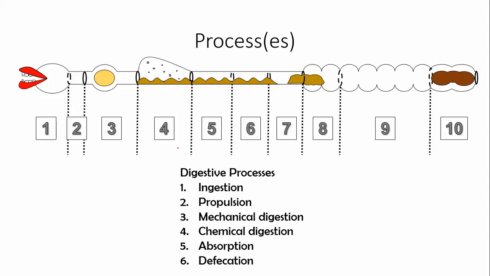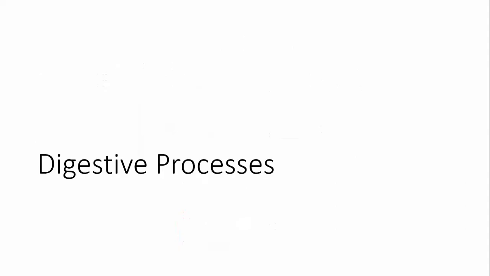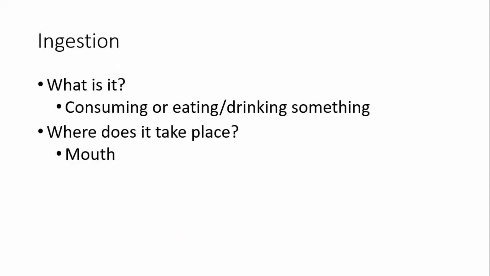So, you've got ingestion, propulsion, mechanical and chemical digestion, which for our purposes tend to occur in the same areas for the most part. So most of the time, you're going to have them together. Then there's absorption and defecation as well. So let's look at what each of these is. These are the notes that I gave you in class when we were discussing this that tells you what the process is and where it takes place.